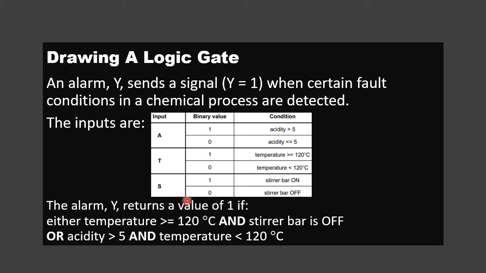This is a logic statement. The alarm Y returns a value of 1 if either temperature is greater than or equal to 120 degrees Celsius and stirrer bar is off, or acidity is greater than 5 and temperature is less than 120 degrees Celsius.